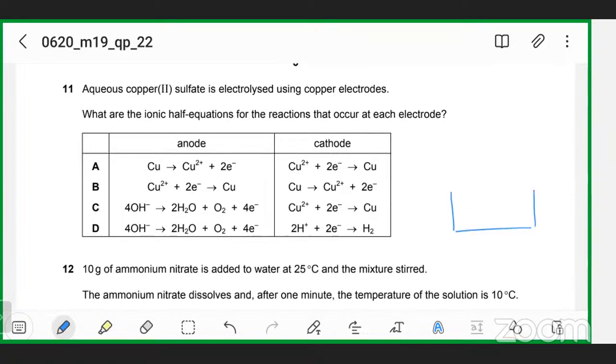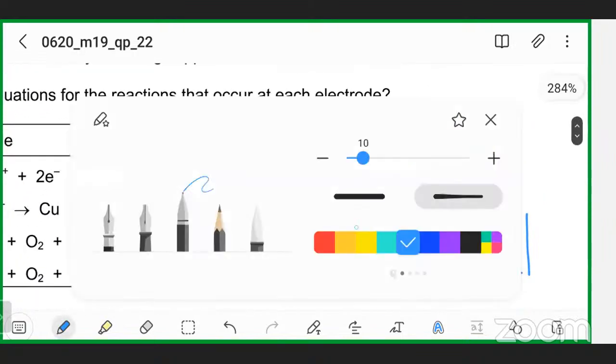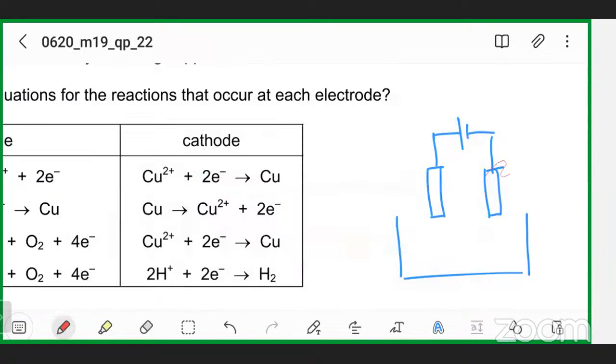ठीक है. So copper sulfate में क्या होता है? अच्छा, copper sulfate with copper electrodes. अच्छा, with copper electrodes. उसमें कौन सा है जो copper sulfate में? It's going to be copper plus 2, SO4 minus 2. There's going to be H plus 1 water, and there's going to be OH minus 1. ठीक है.